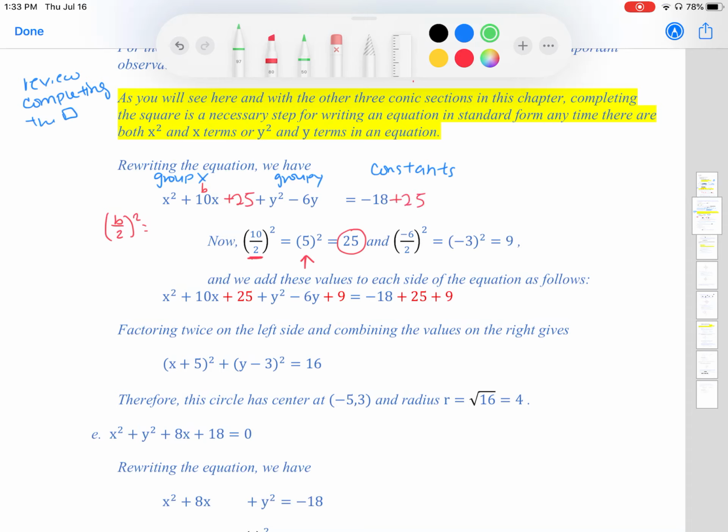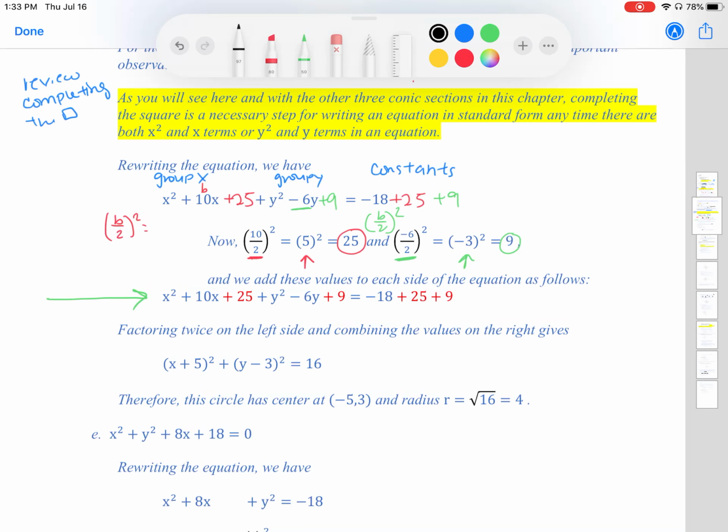All right, same thing with our y's. We use that same formula, b over 2 squared. Our b from our y is negative 6. So I have negative 6 divided by 2 squared. Negative 6 divided by 2 is negative 3. And negative 3 squared is 9. So we're going to add 9 to both sides, such as we have here.